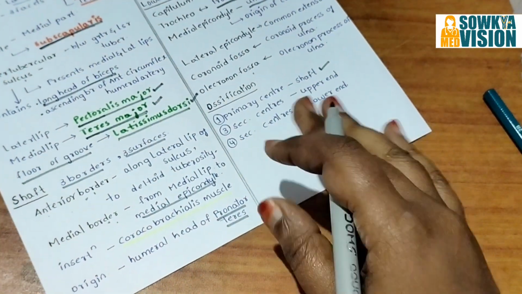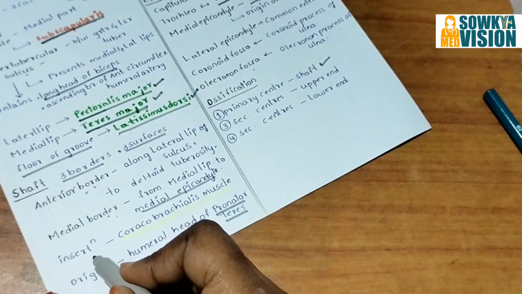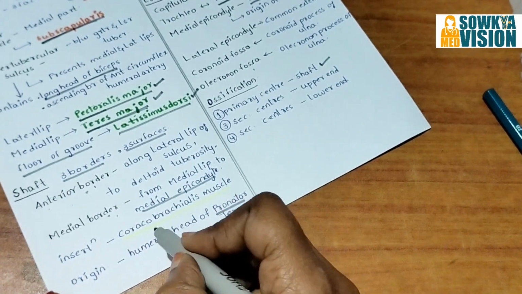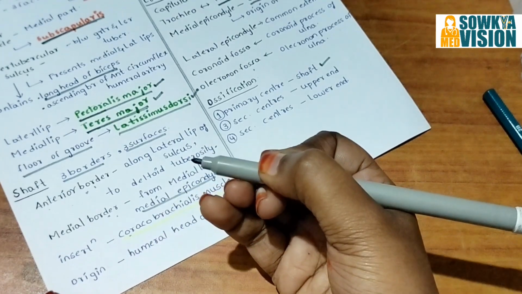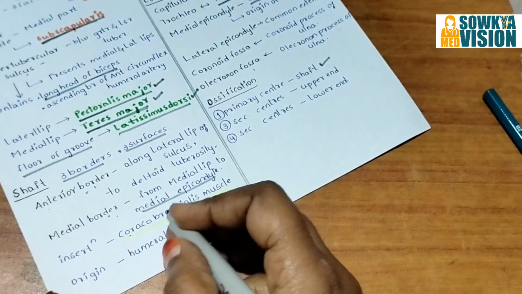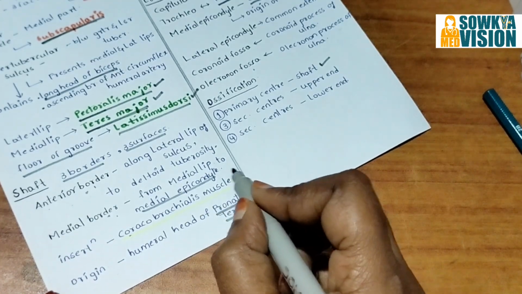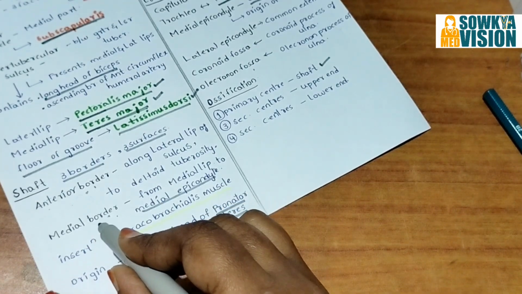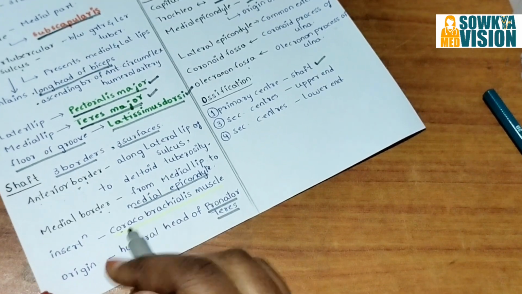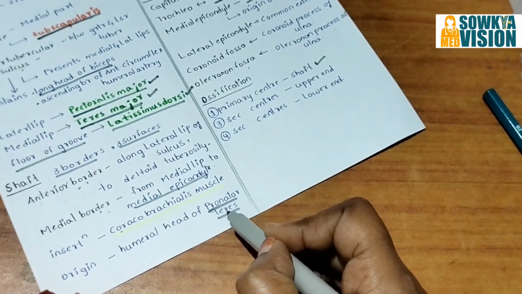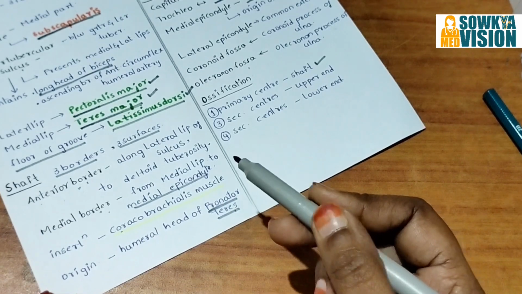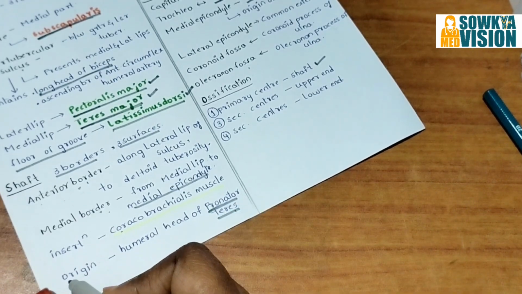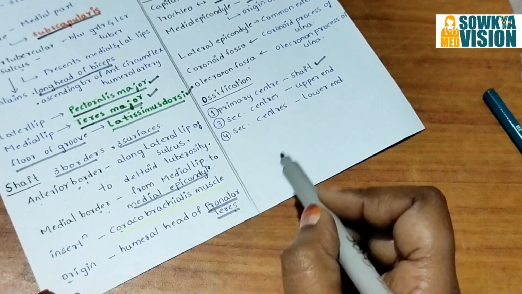And now this medial border gives attachment for two muscles. Insertion of coracobrachialis muscle. This is the muscle of arm region. There are three muscles of arm region. One of that is coracobrachialis muscle, extending from coracoid process, inserting at medial border of shaft of humerus. And another muscle is pronator teres, which is a major muscle in the superficial layer of forearm. Yes, it gives origin to humeral head of pronator teres.